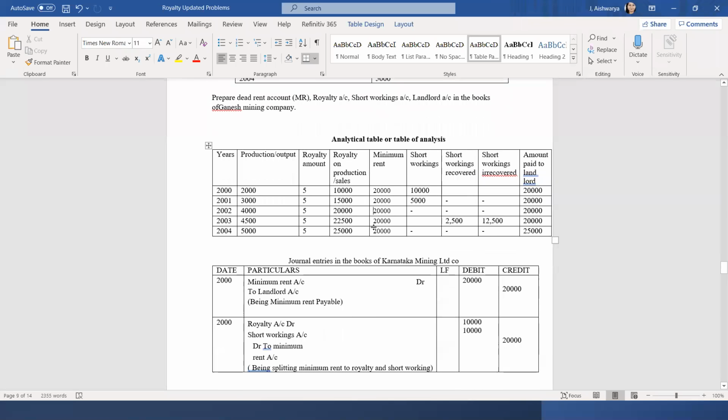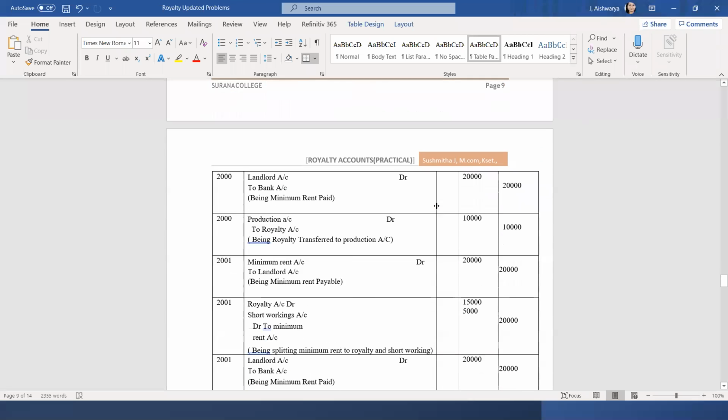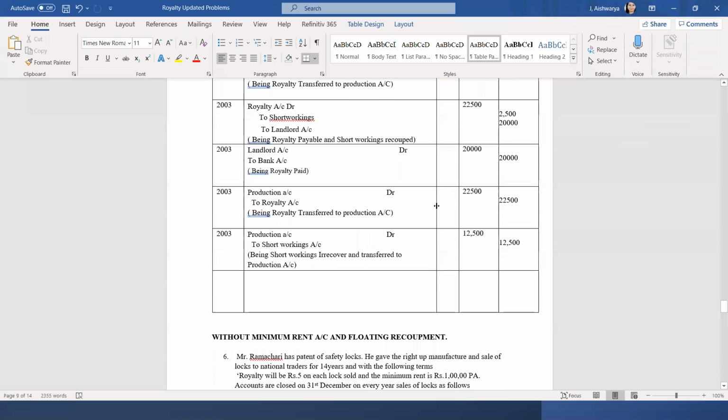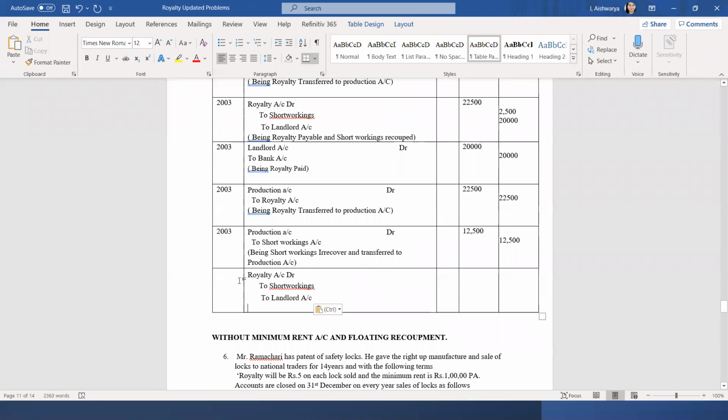Okay, let's move on to the next one. In 2004, as it is more than the minimum rent, what is the first entry that we have to write? Royalty account debit, to short workings and to landlord. So just write the same entry. I just copied the same entry: royalty account debit, to short workings account and to landlord account, in 2004.